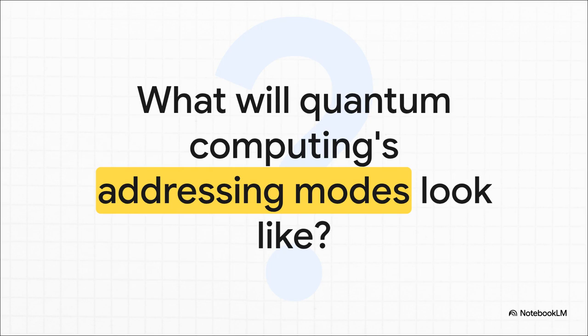And that leaves us with a pretty mind-bending question for the future. As computing starts to move beyond silicon and into the wild worlds of quantum or biological systems, how are we going to tell those machines where to find their ingredients? What will their addressing modes even look like? It's something to think about.